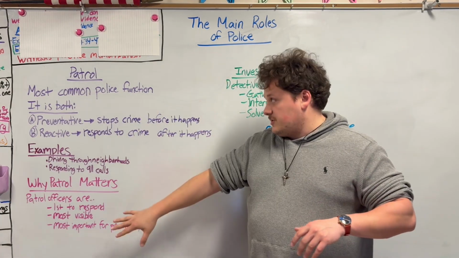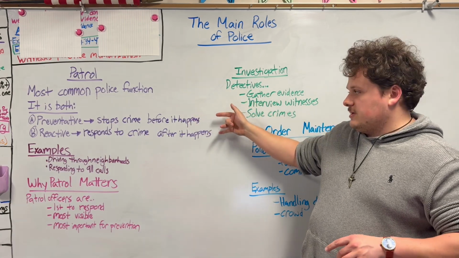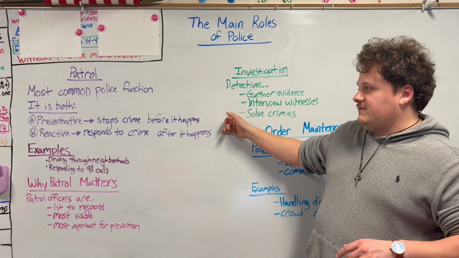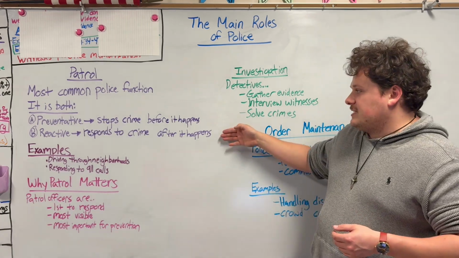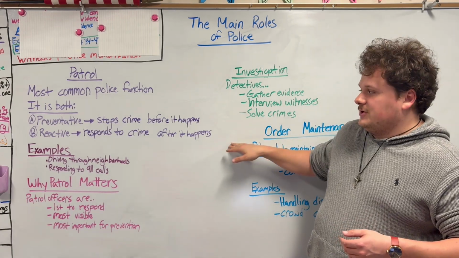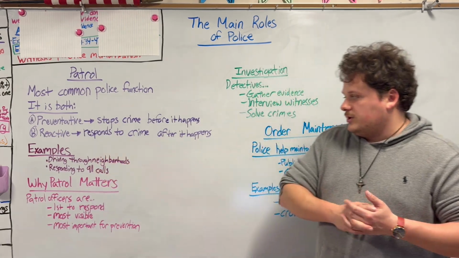So patrol is all this right here. Patrol is the most common police function, and it simultaneously focuses on two things. It's both preventative and reactive. Preventative meaning it stops crime before it happens, and reactive, it is responding to crime after it happens. So some examples are driving through neighborhoods as well as responding to 911 calls.